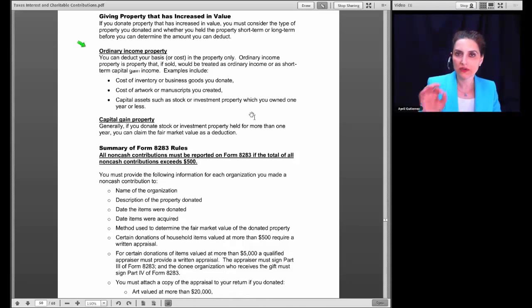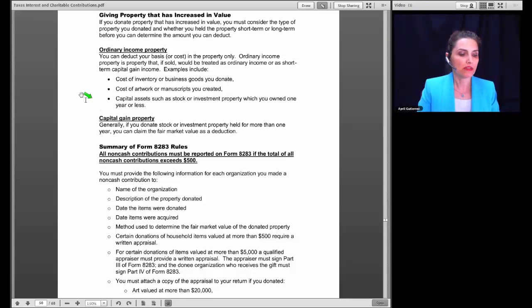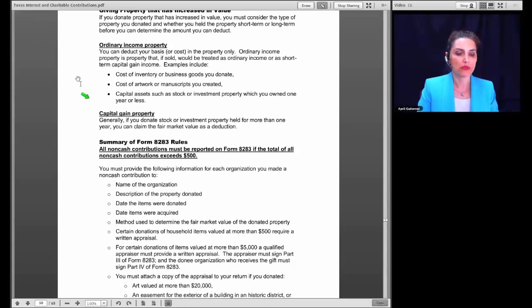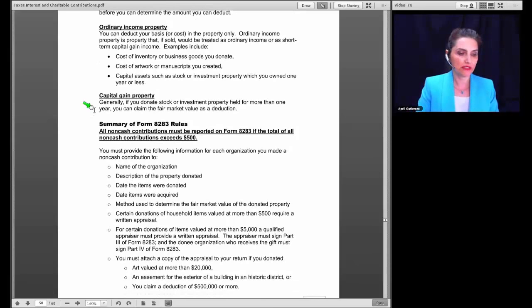So if you make a donation of ordinary income property, you can deduct your basis or cost in the property only. Ordinary income property is property that, if sold, would be treated as ordinary income or as short-term capital gain. Examples include inventory or business goods, or the cost you have in an artwork or manuscript where you are the creator of that artwork or manuscript, or capital assets such as stock or investment property which you owned for 1 year or less. The holding period of less than a year makes them short-term, and therefore the income off them is ordinary income.